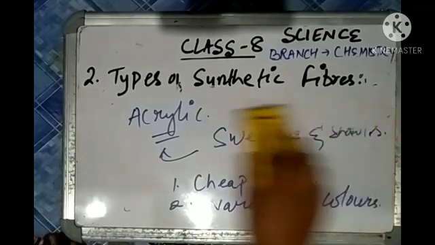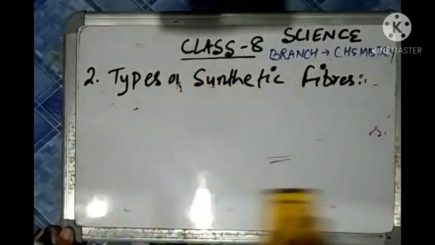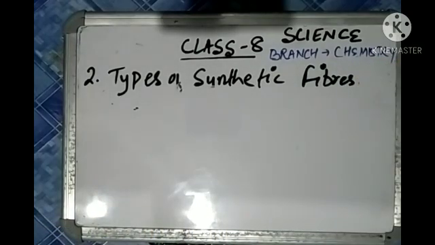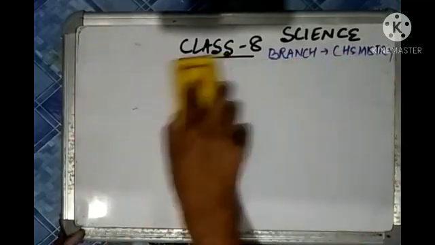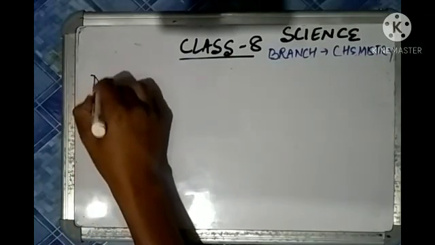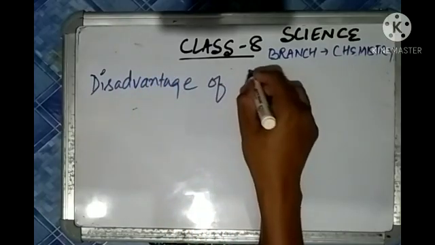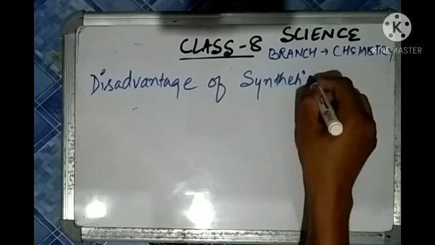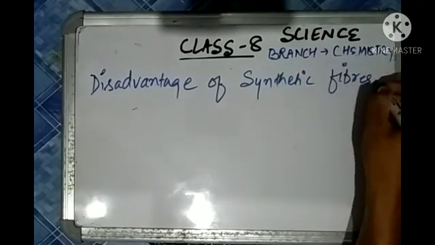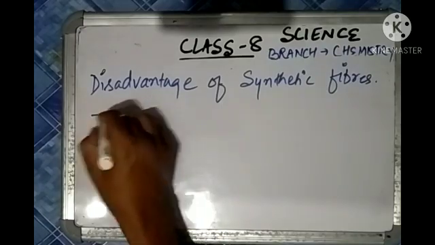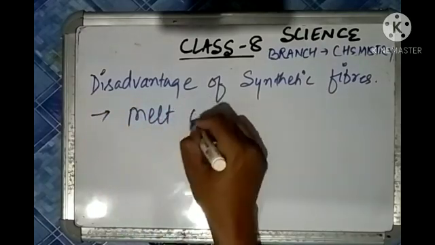Then after discussing types of synthetic fibers, we will discuss disadvantages. So far we have discussed advantages of synthetic fibers. So now we are going to discuss disadvantages of synthetic fibers. When we talk about disadvantages, synthetic fibers melt on heating. One of the problems is they melt on heating.